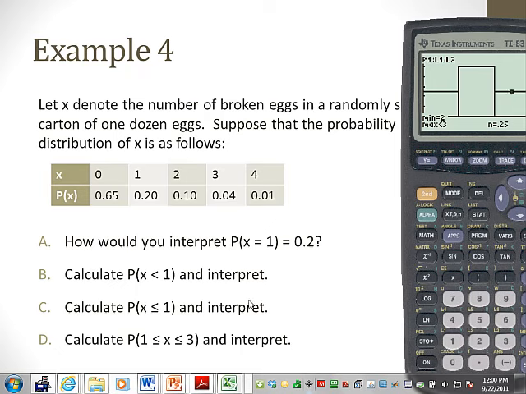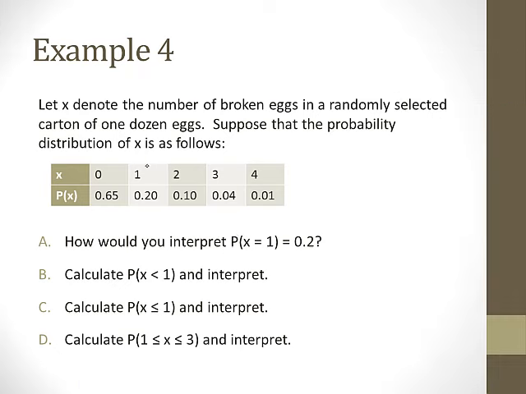Okay, welcome back. So the probability that X equals 1, that's this one right here, is 0.20. I could have just asked you what is the probability of X equals 1, but I went ahead and asked this. Again, this could have also been read as probability of 1. So this means the probability that I select a carton and get one broken egg is 0.20.